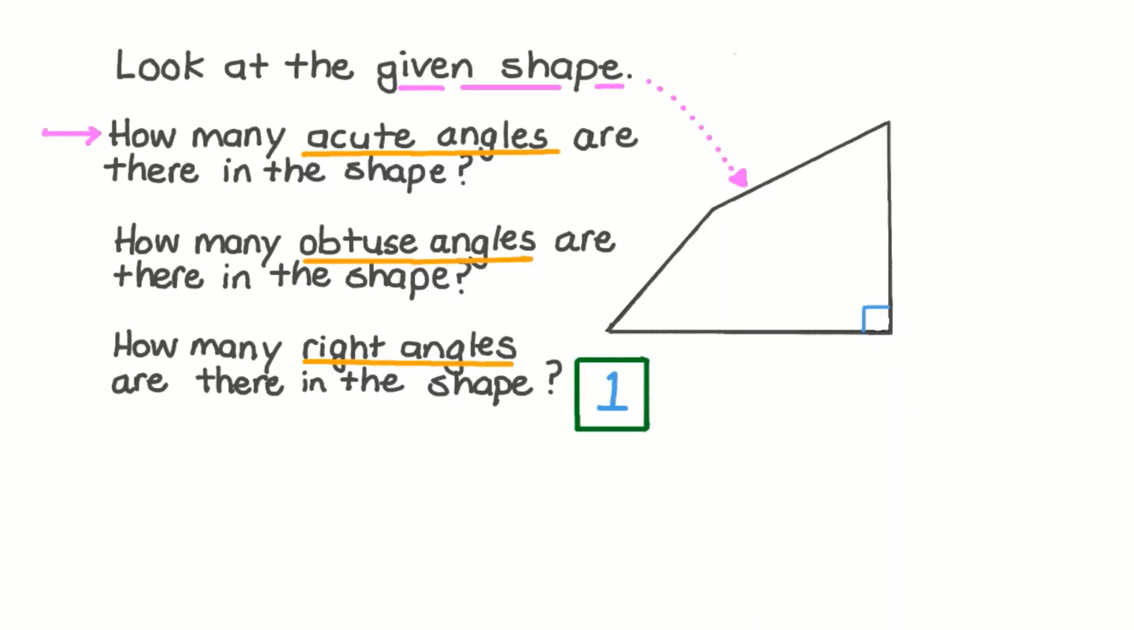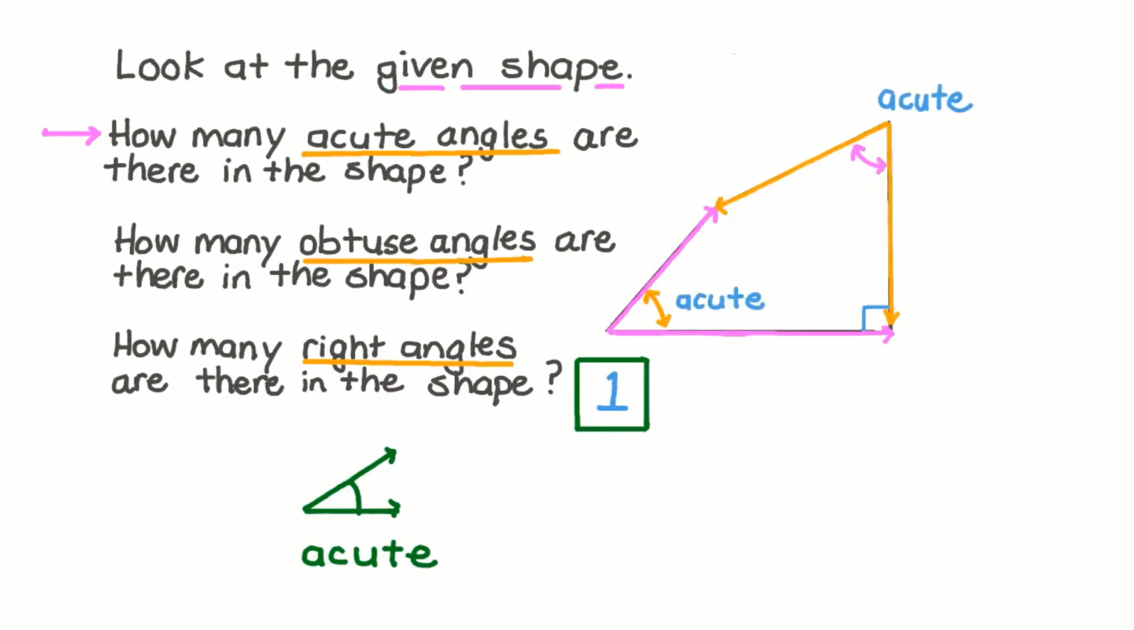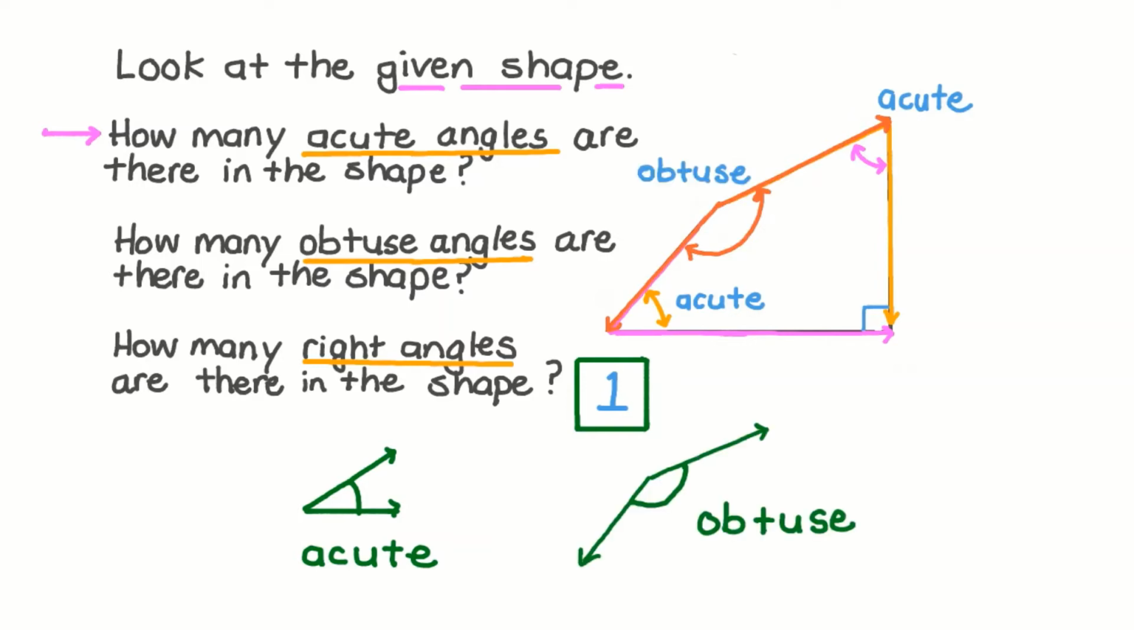How many acute angles are there? We know acute angles measure less than 90 degrees or less than a right angle. This is an acute angle, and this is an acute angle. Both of these angles measure less than a right angle. This angle is greater than a right angle. We call this type of angle an obtuse angle. So, there are two acute angles, one obtuse angle, and one right angle in the given shape.